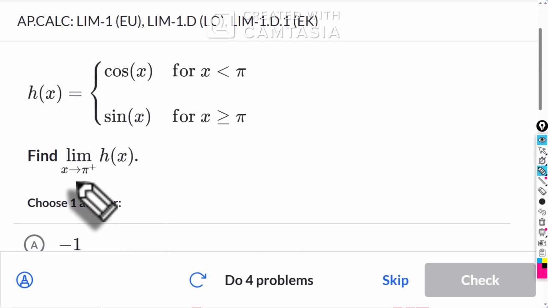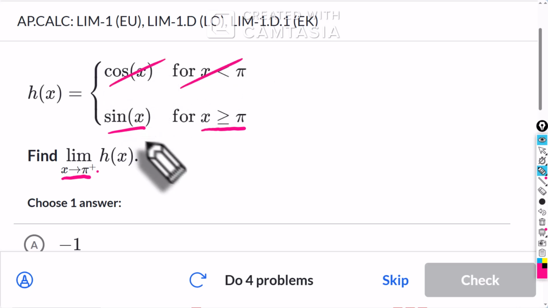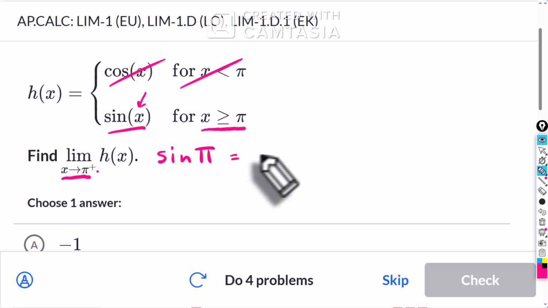Now, just so you know, if you get one that's a one-sided limit, then you only have to plug it into the appropriate function. Here we have x approaches pi from the positive side, okay? So we only need the one that has the values of x that are greater than pi. Right here, this is the one that's greater than or equal to pi, okay? Since we're doing a one-sided limit from the positive side, we don't need the one that's less than pi. So you can just plug it in right here. And that would be sine of pi, which we just established a moment ago. Sine of pi is just 0.